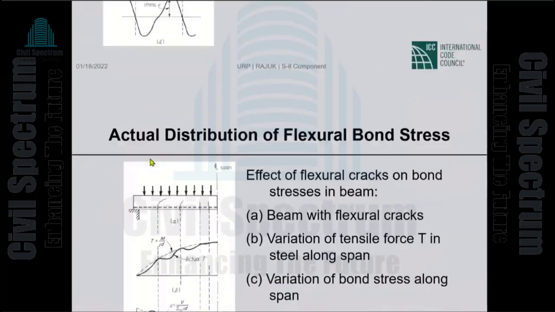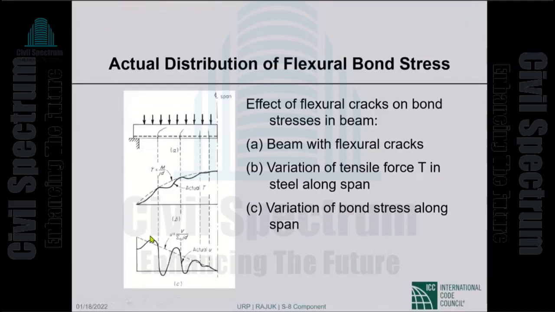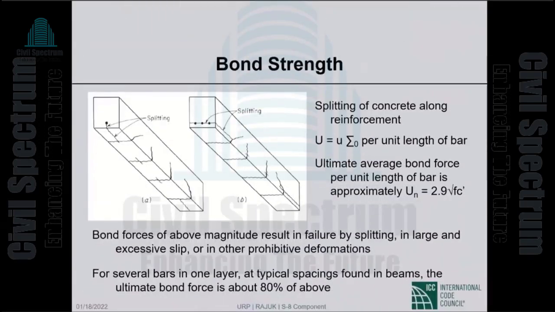So this is the variation of bond stresses along the left half of the beam in the picture. So picture A shows you a beam with flexural cracks. B shows you variation of tensile force T in steel along the span of the beam. C shows you variation of bond stress along the span.